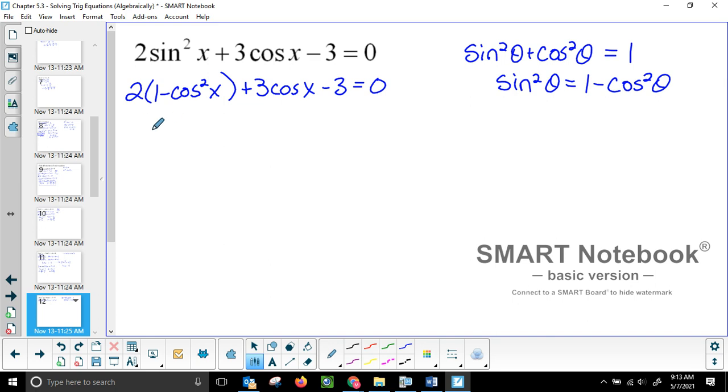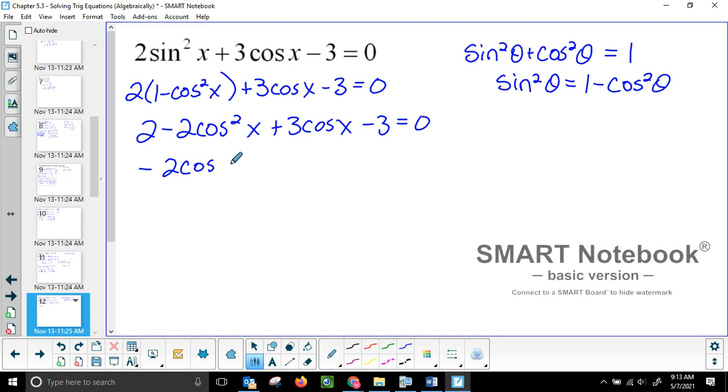And of course, we have to distribute here. So 2 minus 2 cosine squared x plus 3 cosine x minus 3 is 0. I need to combine like terms. Of course, I can't combine my trig terms because one is squared and one is not. But I can do 2 minus 3. All right, so I get negative 2 cosine squared x plus 3 cosine x, and 2 minus 3 is negative 1. All right, now we're going to have to factor this.